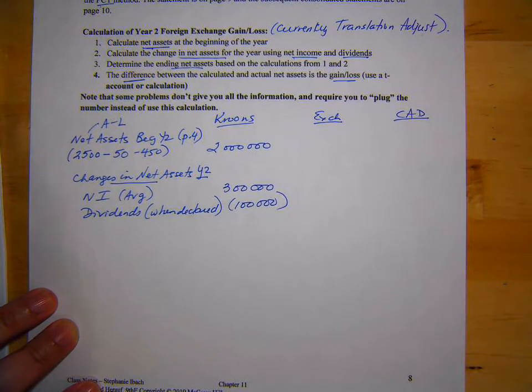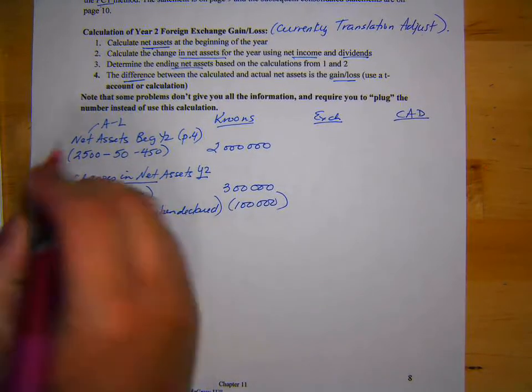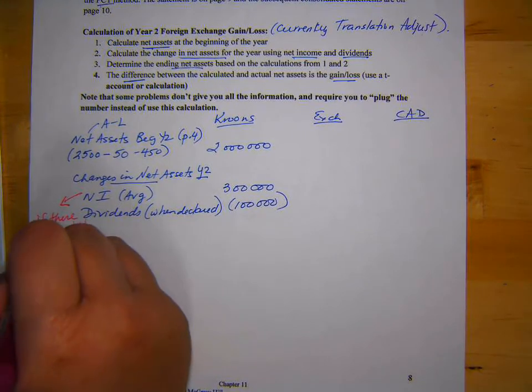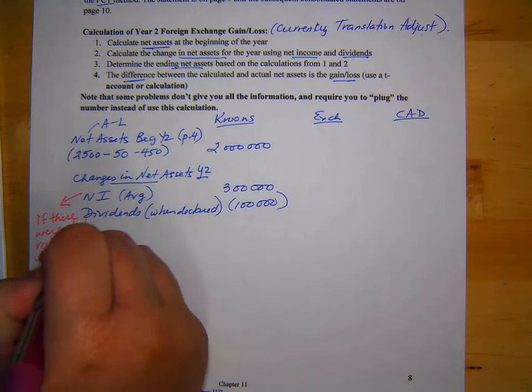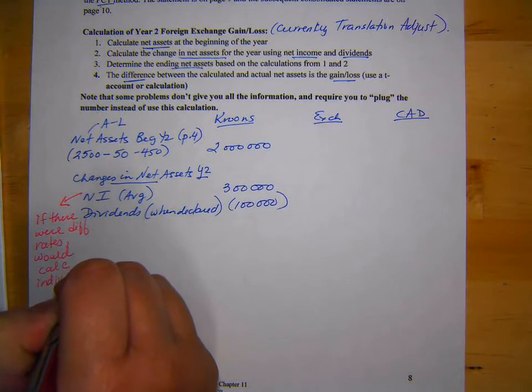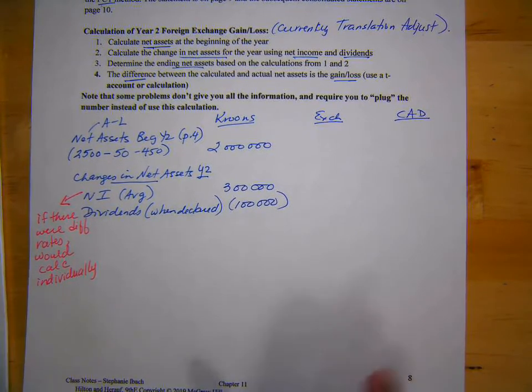Now, make a little note to yourself. If there were different rates, you would have to calculate individually. So if, for example, the sales and cost of goods sold, like we talked about earlier, had a different pattern of sales and purchases throughout the year, there would be different rates. But here we can leave it all together because they're all average.